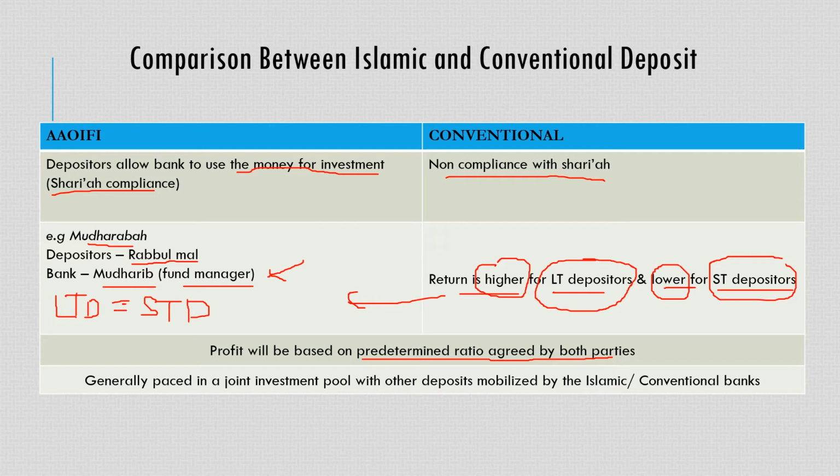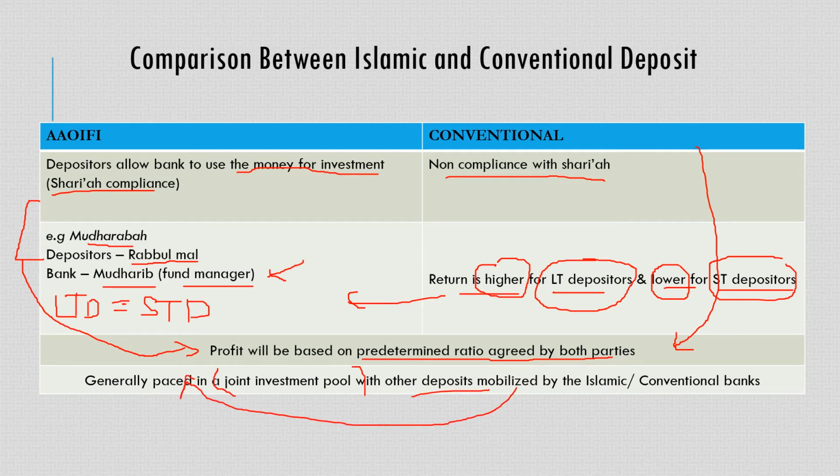This is the same. For AAOIFI and conventional, the arrangement between the two parties is the same. Meaning the profit will be based on what is agreed by both parties, and generally based in a joint investment pool with other deposits mobilized by Islamic or conventional bank. This is the same. For a joint investment pool with other deposits, this is mobilized by the Islamic bank, but for conventional it is for the conventional bank. So it is the same.